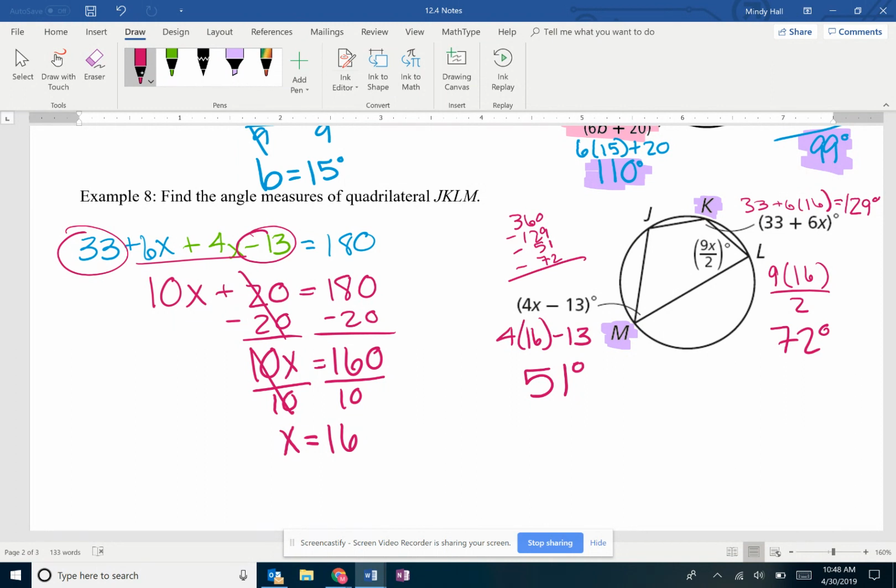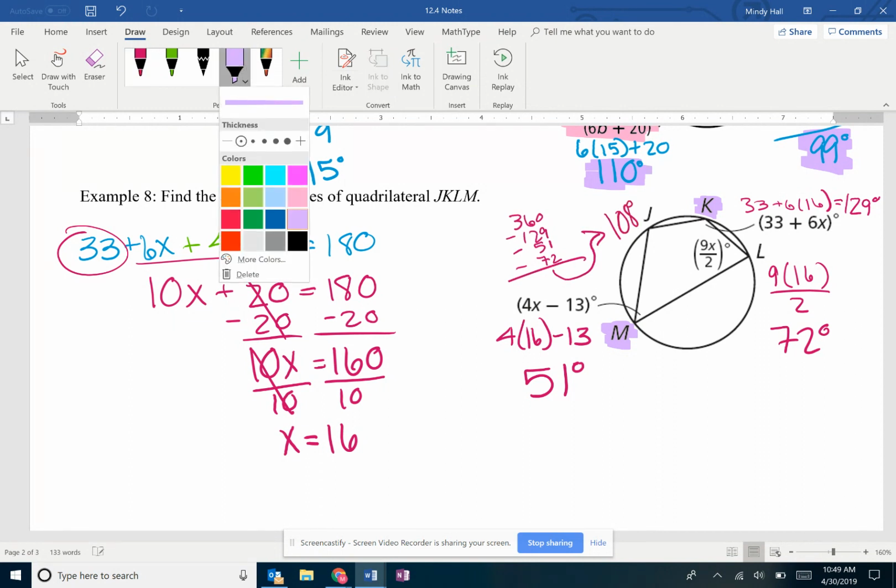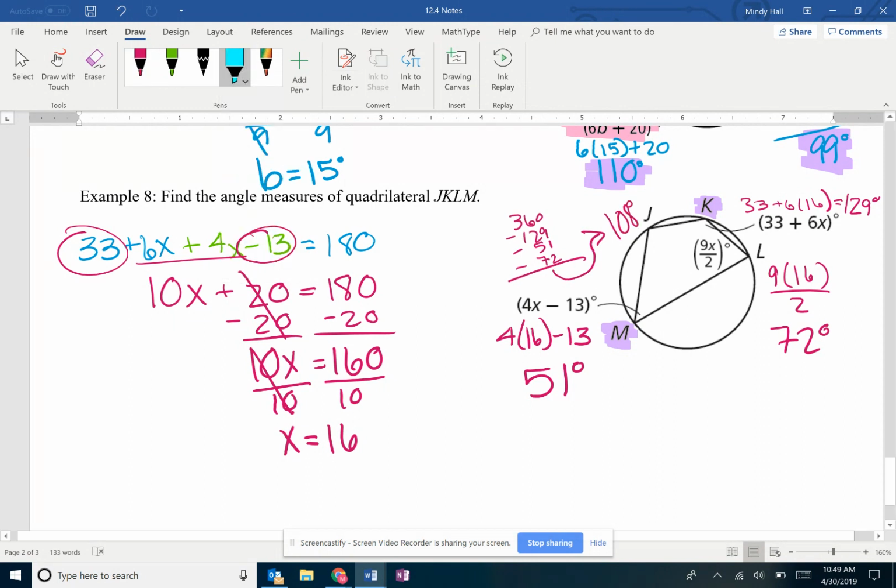And actually, 108 degrees. That way it's easier. So then final answers, I kind of wish we had little lines, duly noted for next year. We have angle J is 108, angle M is 51, L is 72, and K is 129.